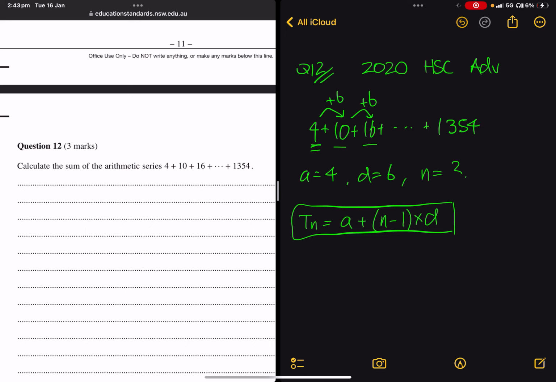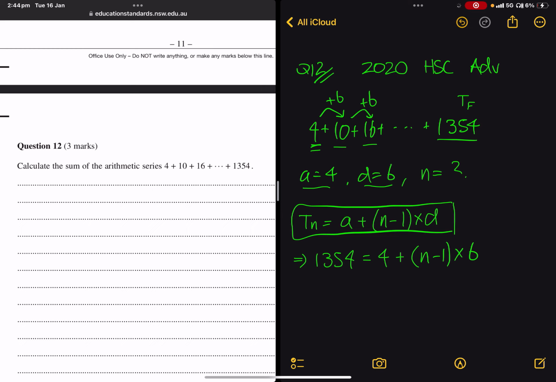So we're going to use this to find how many terms there are. The reason being, we know that this is the final term. So T final, whatever the last one is, 1354 is that term. We know A is 4, we know D is 6, so we have everything in this formula except for n. So we're going to plug everything in. 1354 is going to be equal to A, which is 4, plus the number of terms, minus 1, multiplied by the difference, which is 6.